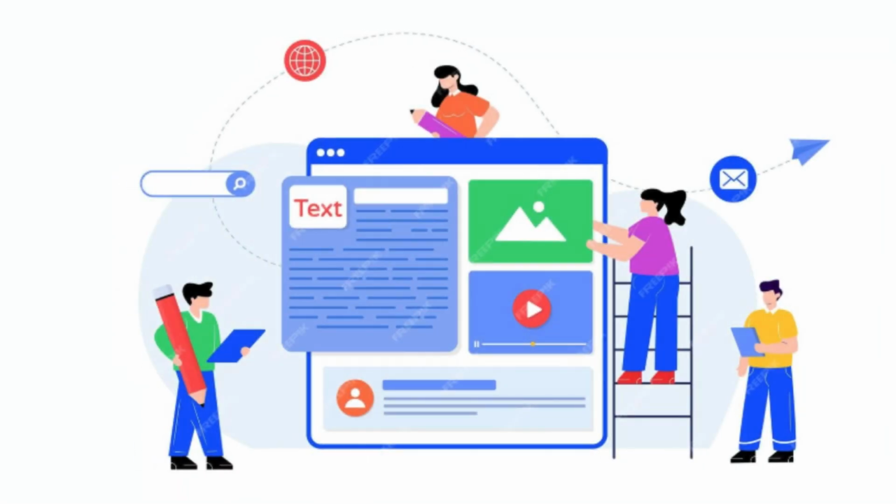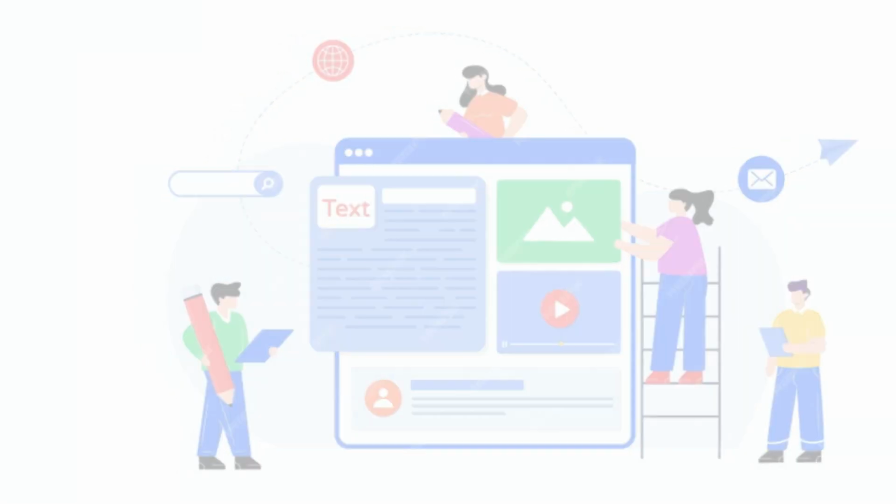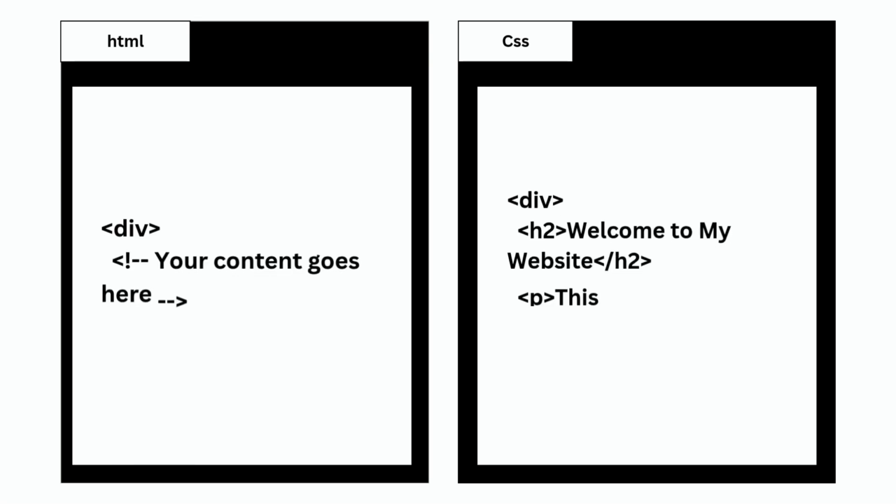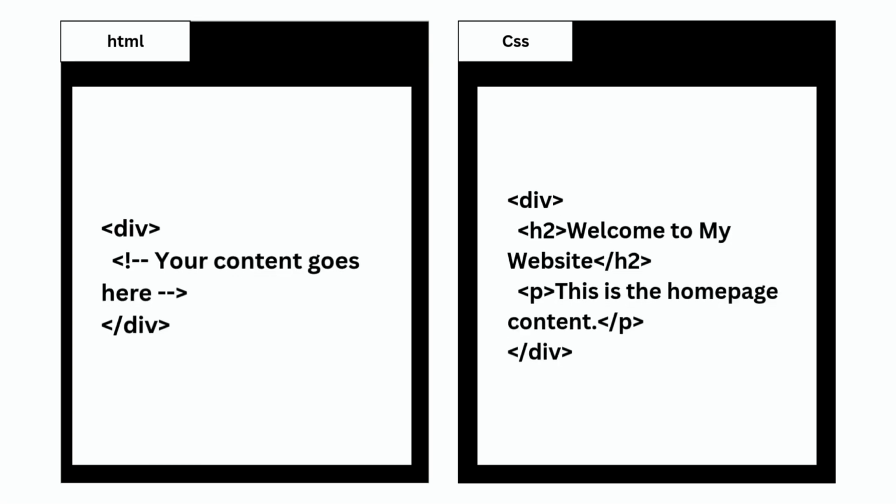Think of it like a container or a box that holds other HTML elements, like text, images, links, or even more divs. Imagine a web page as a room. A div tag is like a box in that room where you can organize your things. In this example, the heading and the paragraph are grouped inside a div tag. This helps you keep things organized.